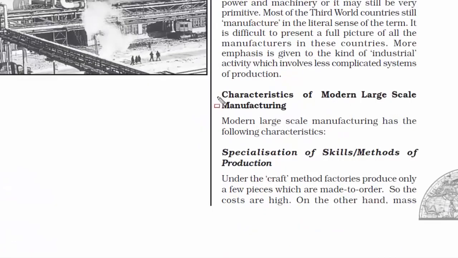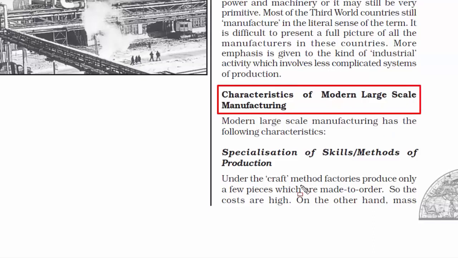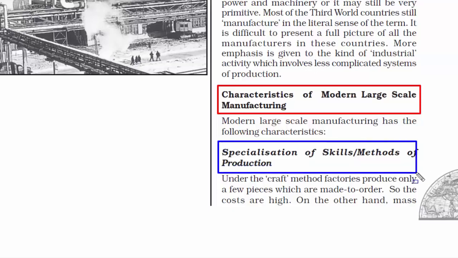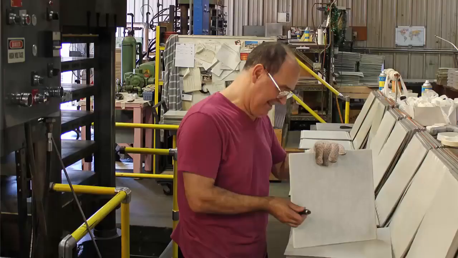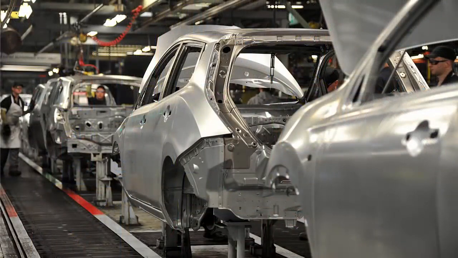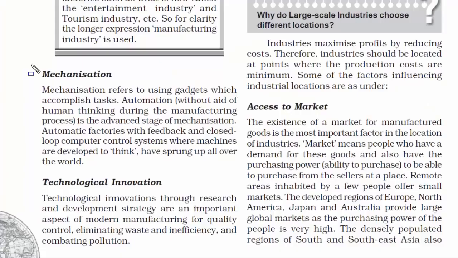Now we're going to read about characteristics of modern large-scale manufacturing. When we say characteristics, we mean their advantages, strengths, the area of expertise. So the first one is specialization of skills or methods of production. This quality is quite common in big modern factories. Here the labor force is divided into departments, and accordingly the workload is distributed so that each worker performs only one task repeatedly. This way there is no delay in the production line, and over time the workers become specialists in that line of work.